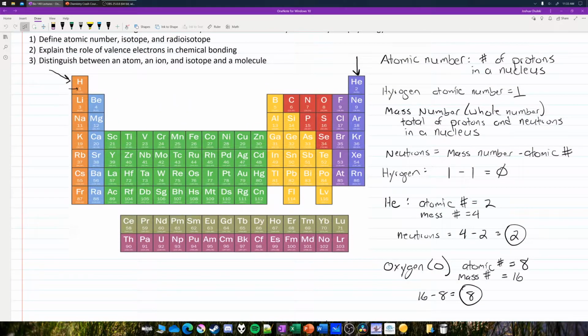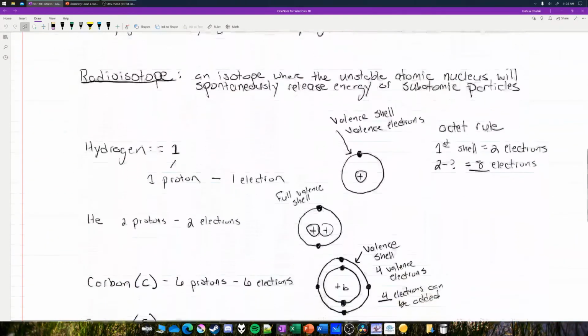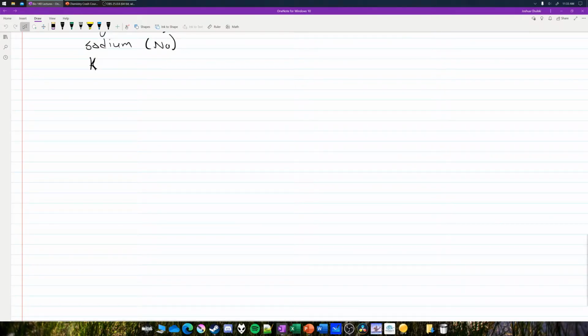So now let's take a look at sodium for a second. Sodium has an atomic number of 11, which means that there are 11 protons. This also means that there are 11 electrons. Now, if we draw this out, we're going to put 11p in our center.